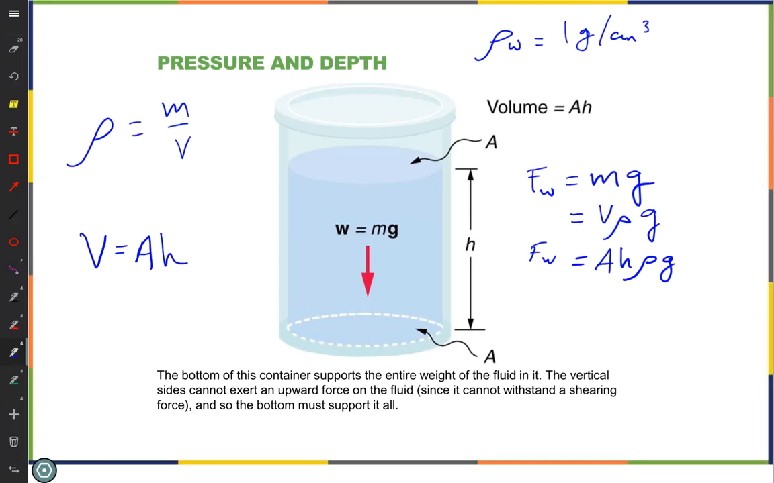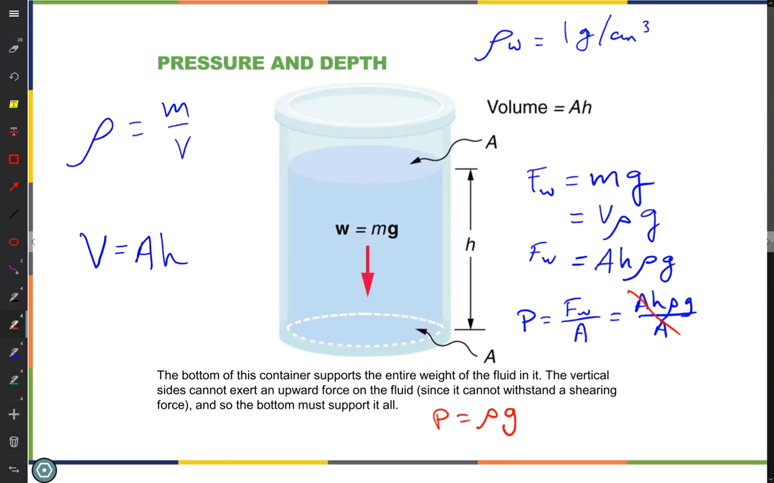Now, if I want to know the pressure of the water at the bottom, the pressure has to be the force that the water is putting on the surface divided by the area of the surface. Notice my areas now cancel, which is why I used A rather than pi r squared. And so the pressure at the bottom is density times g times the depth of the water. If you go down lower, the pressure is bigger because the weight of the water increases linearly with depth.